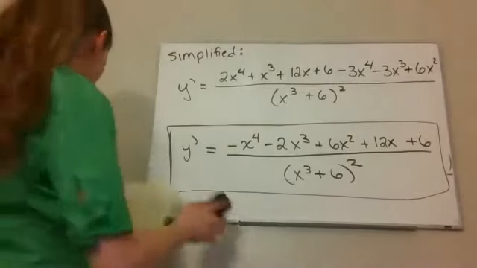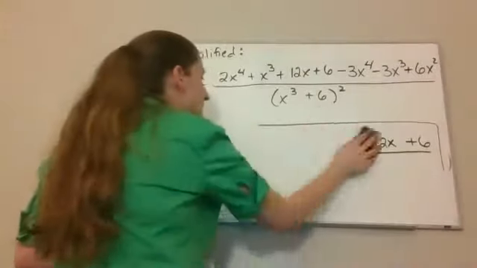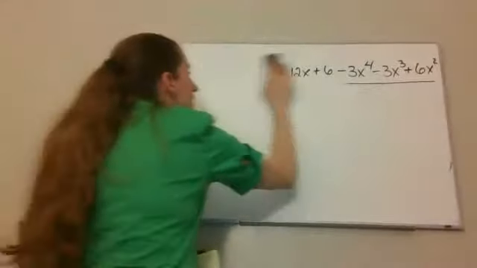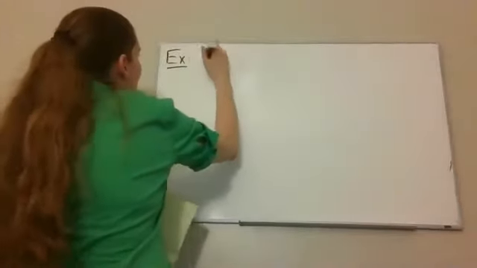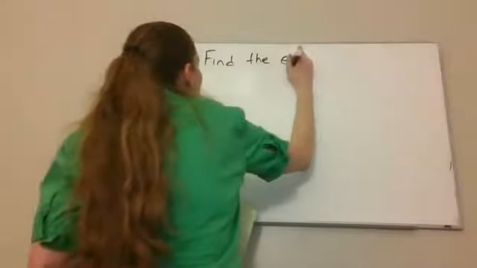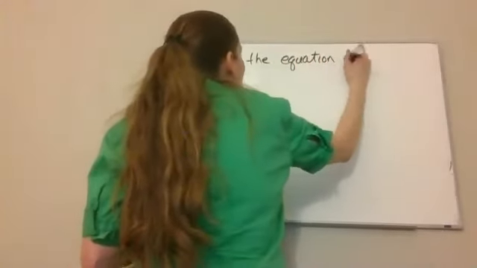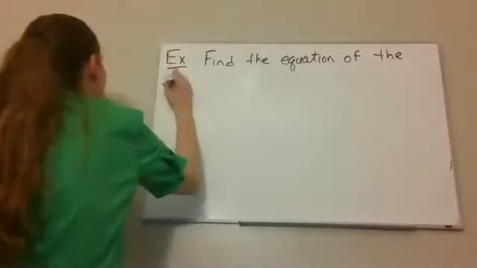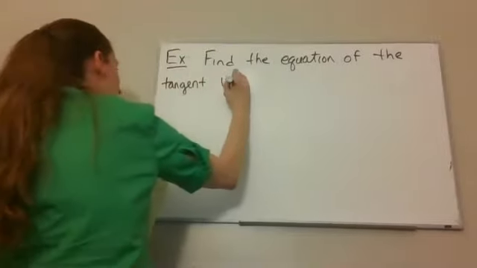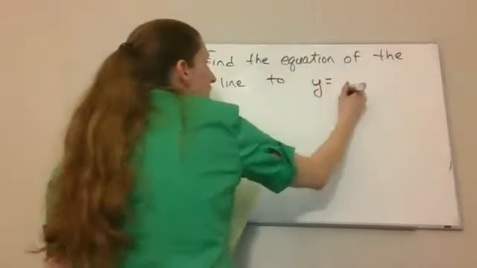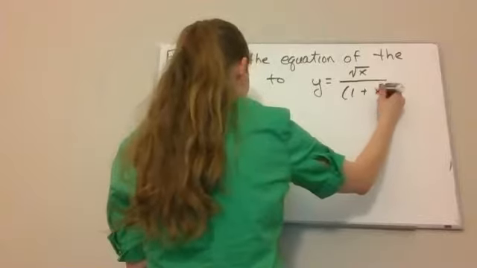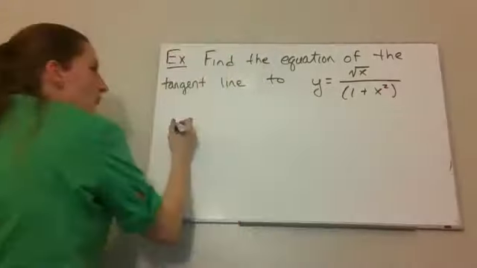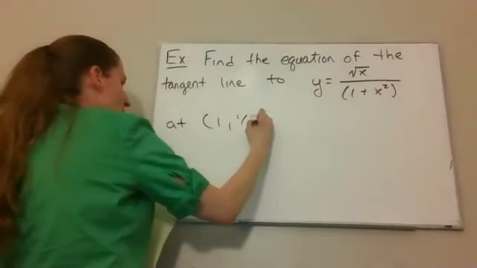Let's do another example. Let's find the equation of the tangent line to y equals the square root of x divided by 1 plus x squared at the point 1, 1/2.